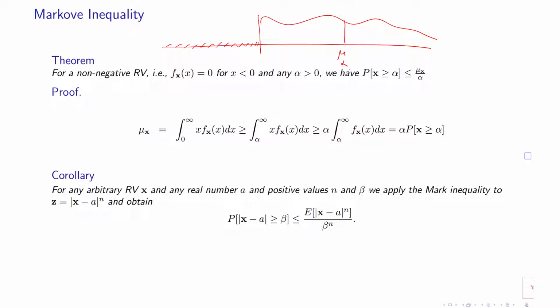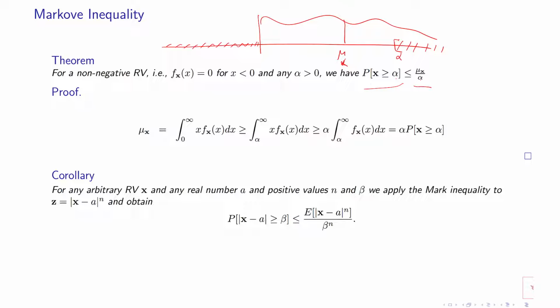So Markov inequality says that the probability that, let's say x is bigger than alpha, so let's say this is alpha, the probability that x falls in this area is always smaller than the mean of your random variable divided by alpha. Particularly here, if you put alpha equal to mu x, this inequality is useless because the probability of x being greater than mu x becomes smaller than 1, which we already know. Probability is always smaller than 1.